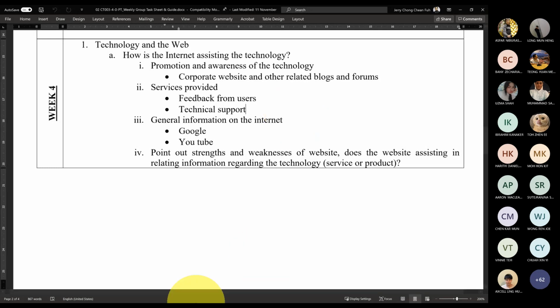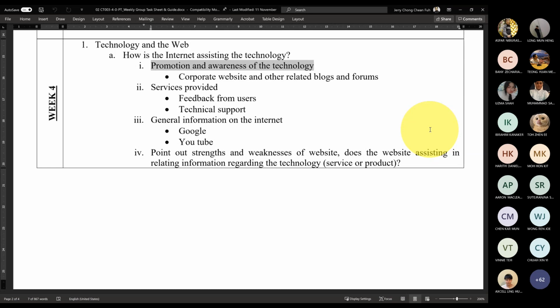So what you are trying to do here is that you need to reflect on this main question. How is the internet assisting the technology? There are different ways you want to look at it. First and foremost, you want to see, is the internet helping to promote the technology? Is the World Wide Web helping to promote the technology? And to promote here also includes providing awareness for the technology. Is there sufficient information available online? This is the main question here.